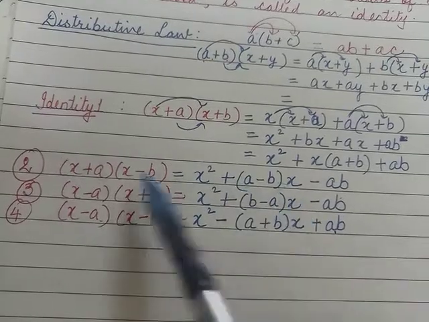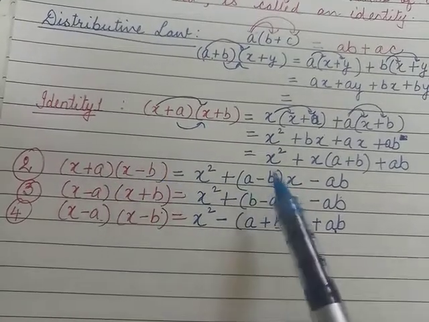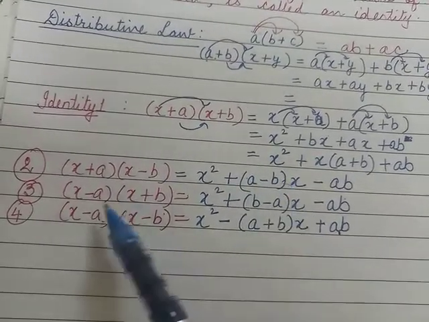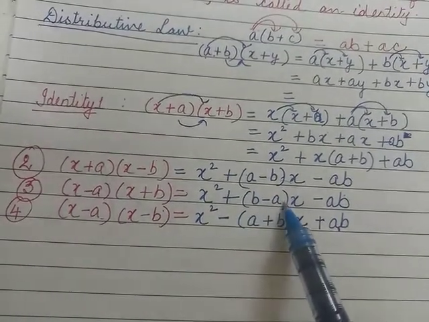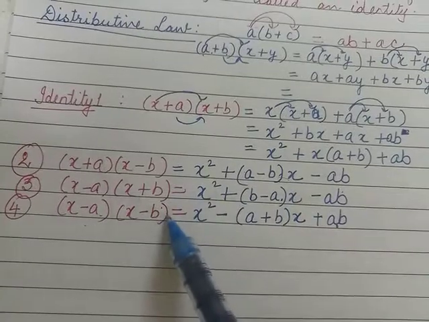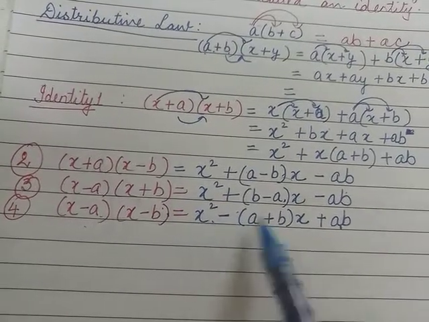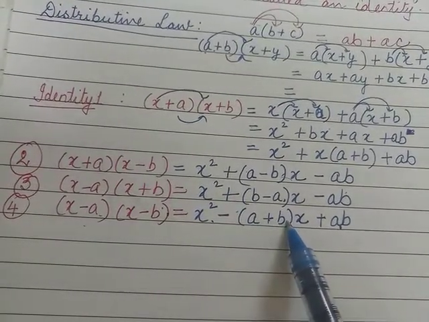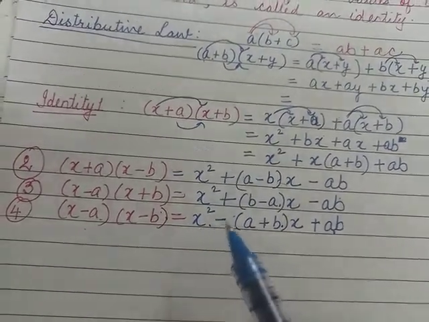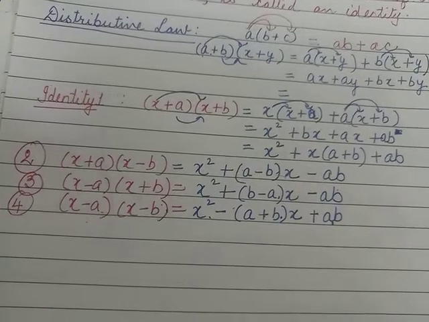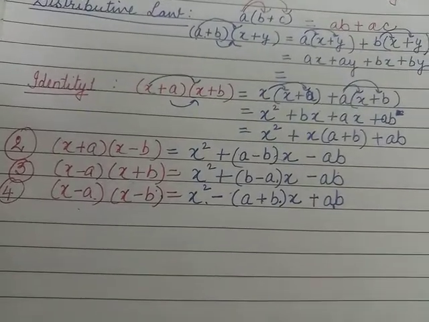And for a and b, if a is positive, b is negative, then it becomes a minus b. If a is negative and b is positive, then it becomes b minus a. And if both are negative, so negative sign is coming out and we are writing them with the positive sign inside the bracket. And x square is with all. So this way it's easy to memorize the identities.